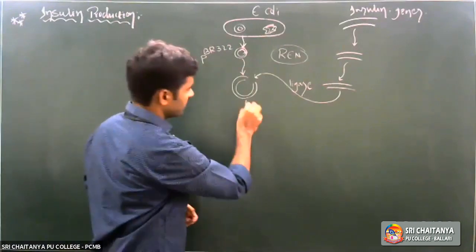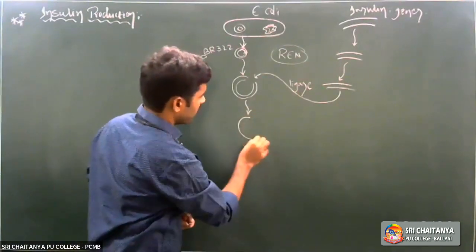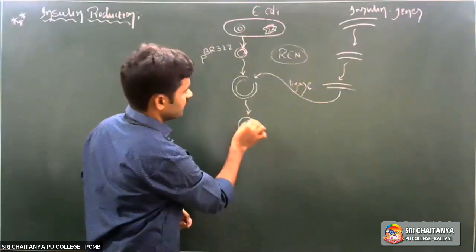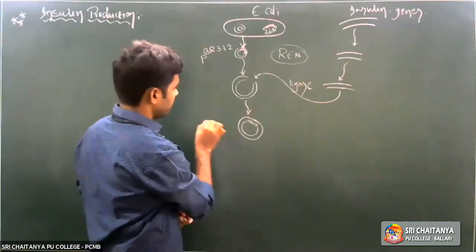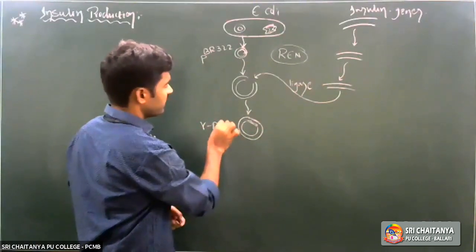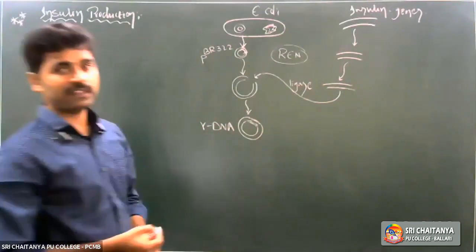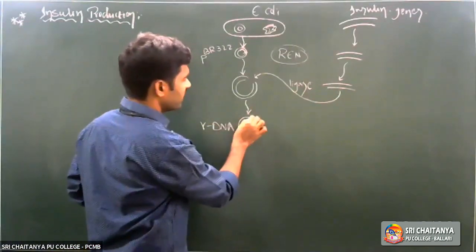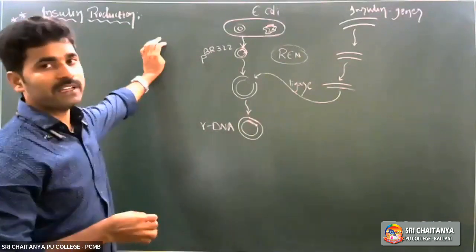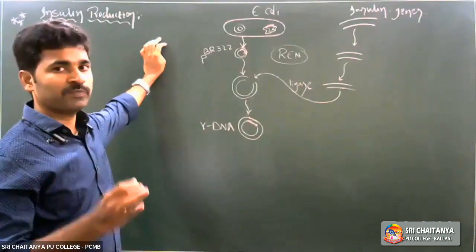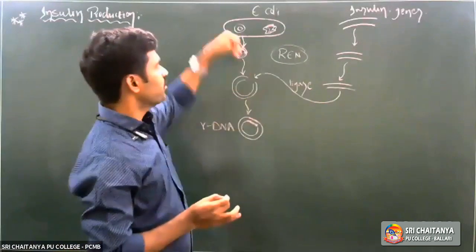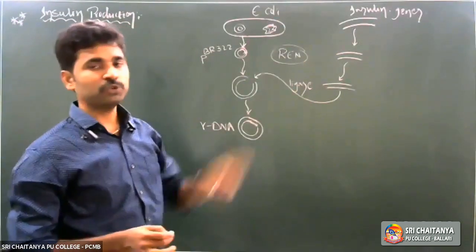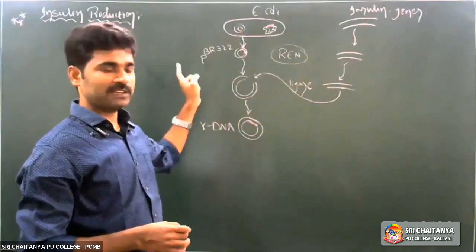This results in the formation of an rDNA molecule, a recombinant DNA molecule. Another name for rDNA is chimeric DNA. That rDNA molecule has two genomes, two genetic materials: one is pBR322 genetic material, bacterial, and the other is insulin genetic material, human.